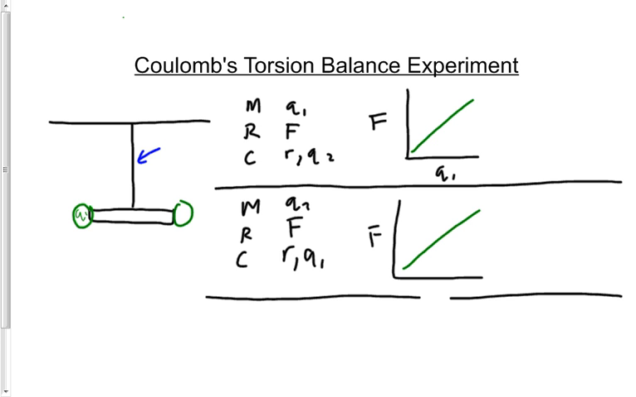Finally, he does his third and final experiment. This time he manipulates what? What's he going to change this time, do you think? The distance that separates them. So he's keeping Q1 and Q2 the same this time. This time he's going to change with every trial how far apart Q1 and Q2 are. So he's going to manipulate R. The responding variable will be the force, of course. And the control variables will be Q1 and Q2. He's got to keep the charges the same now.